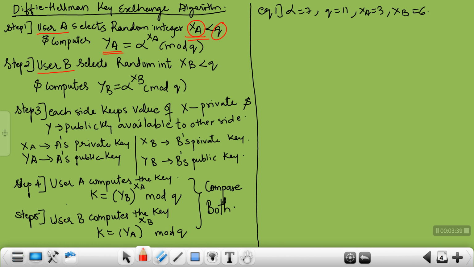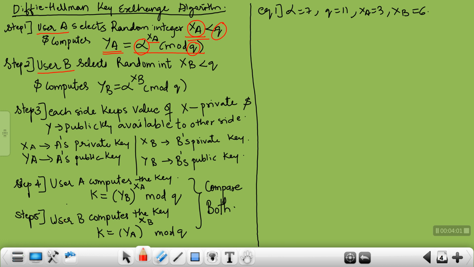So XA is the private key, a random number chosen by A, and A will generate the public key. How is it going to generate the public key? YA equals alpha raised to XA mod Q. XA is the number that he has chosen privately. Q is provided to you, and alpha will also be provided to you. How alpha and Q are generated, we are not interested in that because the values are already provided to you.